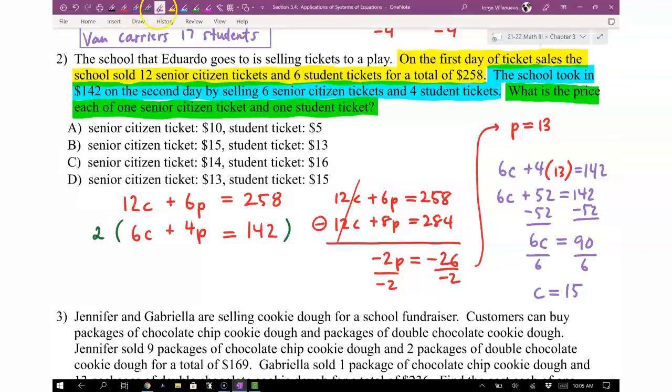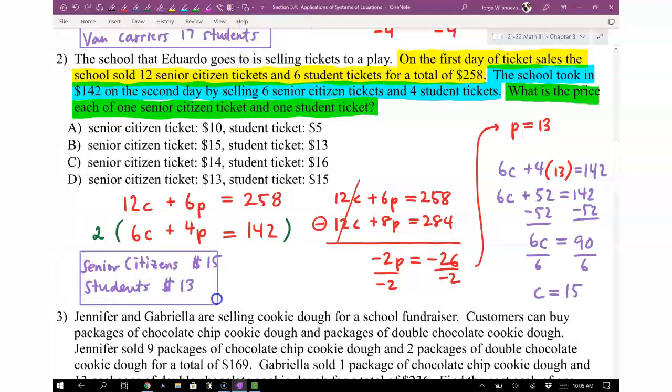Okay, so I'm just going to write that down. Senior citizens are $15 and students, they're $13. Okay, and you can see the answer would be B for this one right here. Questions on this one? You guys have any questions on this one?